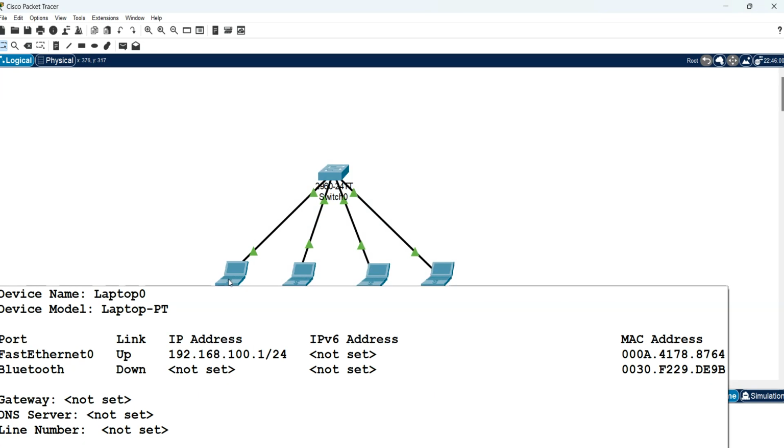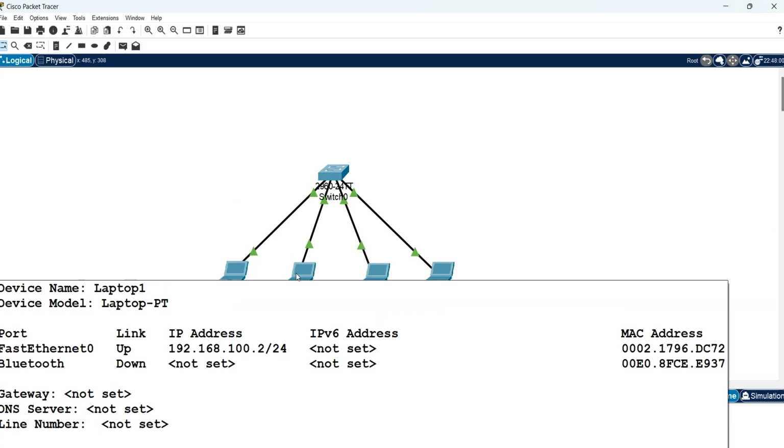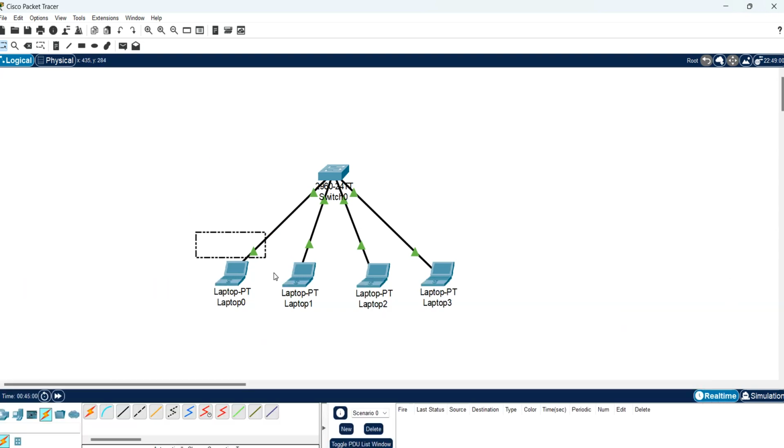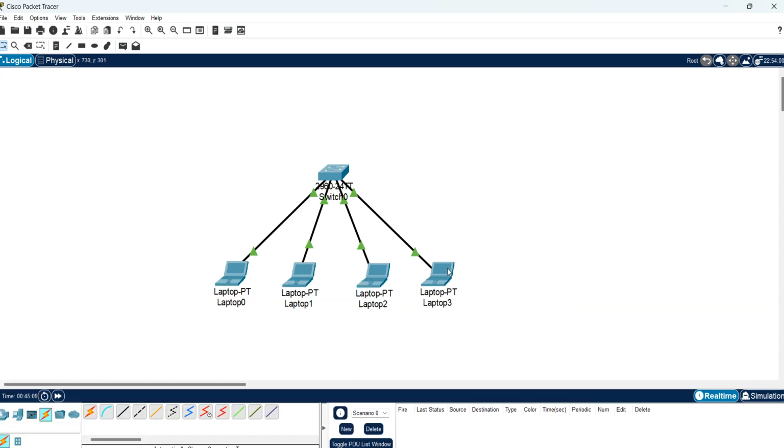This one is 100.1/24. This one is 100.2/24. See, these belong to the same network because the first 3 octets are the same. And this one is 200.3, a different network. The first 3 octets are not matching. And look at this one. So these two belong to one network, and these two belong to a different network.